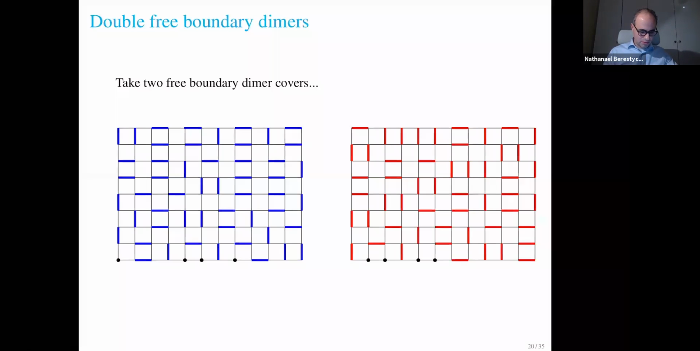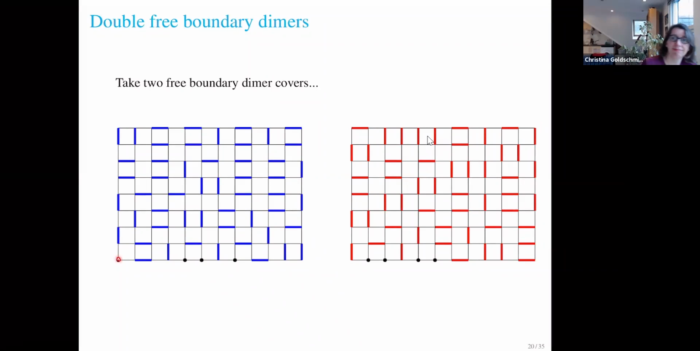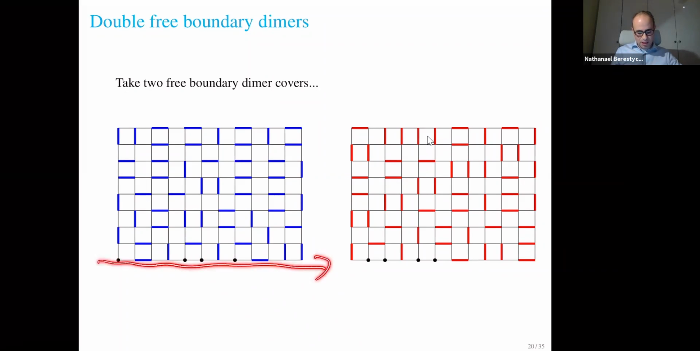Okay, it looks like we're back. Perfect. So you see that some vertices here are not part of a dimer, and that's because the part of the boundary where I want to allow monomers is just going to be the real line.